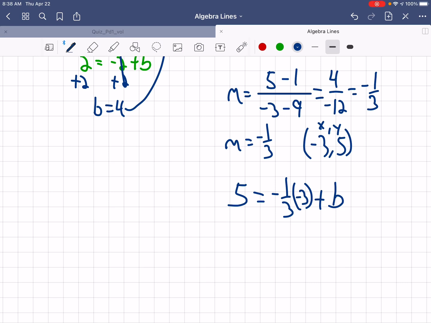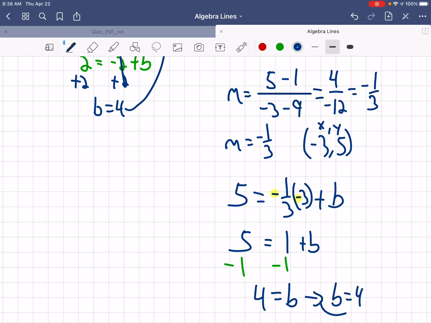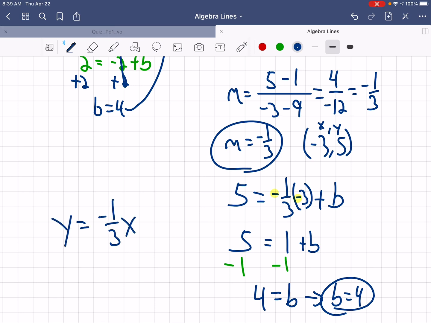Okay, so now we have -1/3 of -3. Well, a third of 3 is 1. And since it's a negative times a negative, we just make it positive. So it's 1 plus b equals 5. Subtract our 1 from both sides to get b alone. And now we have 4 equals b, also known as b equals 4. It's better to write b equals 4; it just reads better. So that b equals 4, m equals -1/3, and then you can finish: y equals -1/3 x plus 4.